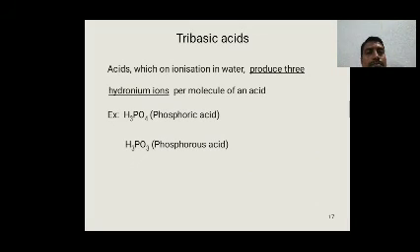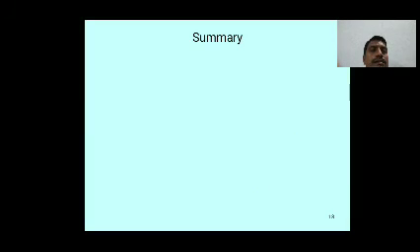H3PO4 is completely ionized. It produces three H plus ions plus PO4 minus 3. H3PO3 completely ionizes to three H plus ions plus PO3 minus 3. Acids which ionize in water to produce three hydrogen ions per molecule are called tribasic acids.